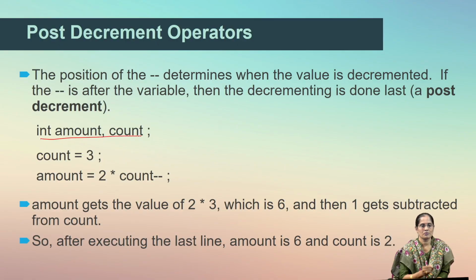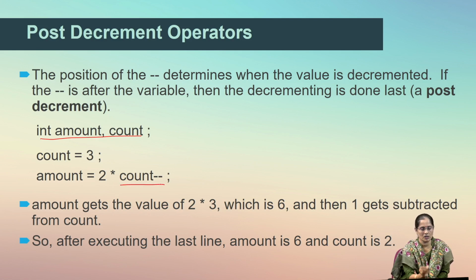Similar to the increment operators, the decrement operator can also be applied as post decrement and pre decrement. If the operator is placed after the variable, it is called post decrement operator. If it is placed before the variable, it is called pre decrement operator. Let us see the same type of example. Here we will have two variables, amount and count, with count having the value 3 again. Amount is calculated with the same expression 2 into count minus minus.